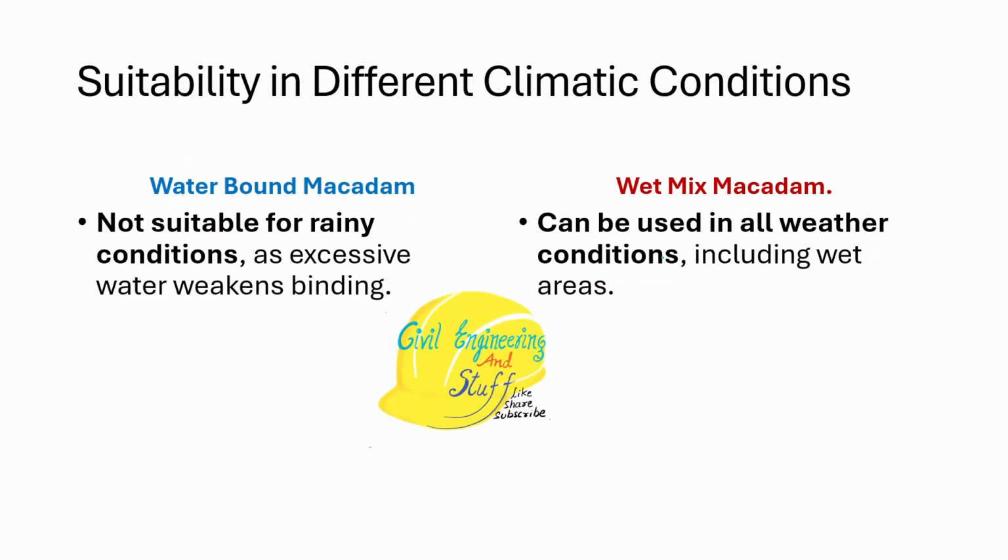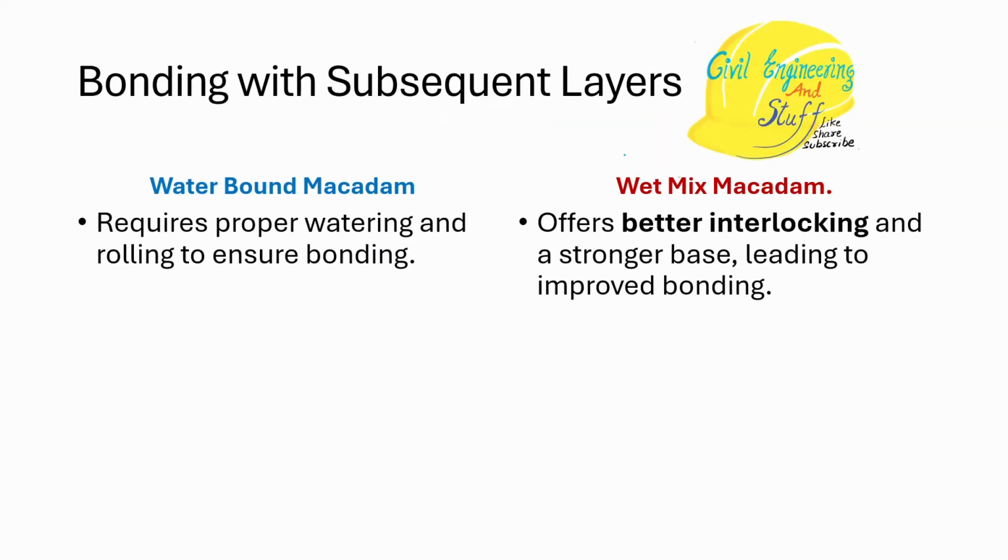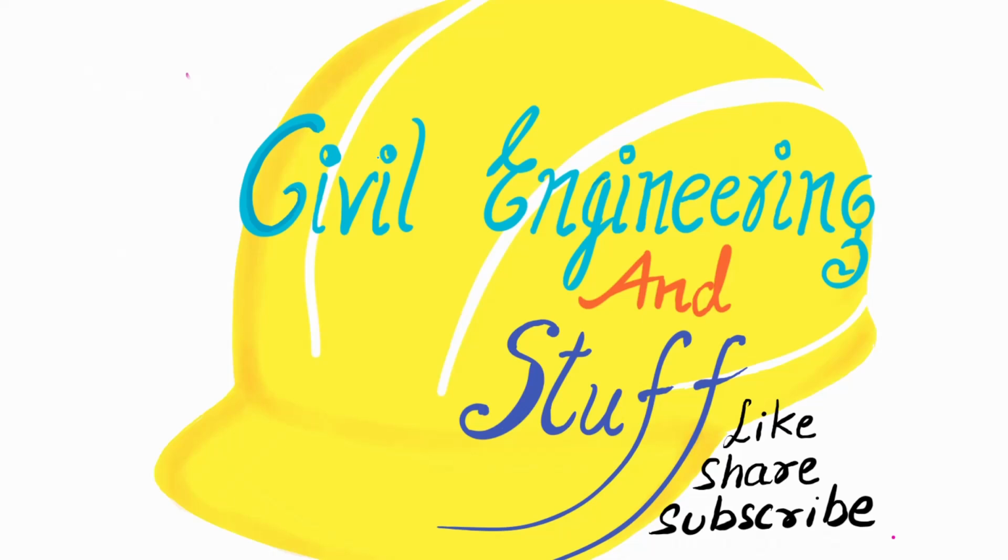Talking about adaptability to climatic conditions, water bound macadam is not that adaptable, because of which it is not suitable in high rainy areas. However, this is not the case with WMM, and it can be used in all conditions. All right. Bonding. Talking about the bonding, WMM provides better interlocking compared to the WBM. So this was all about the difference between WMM and WBM.